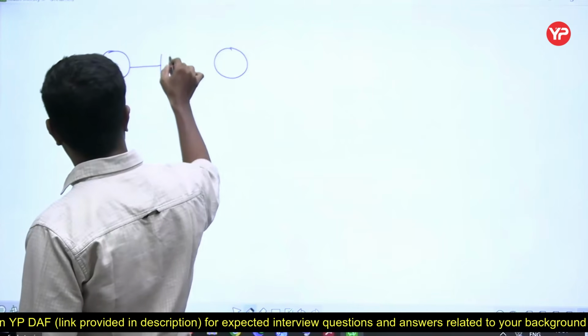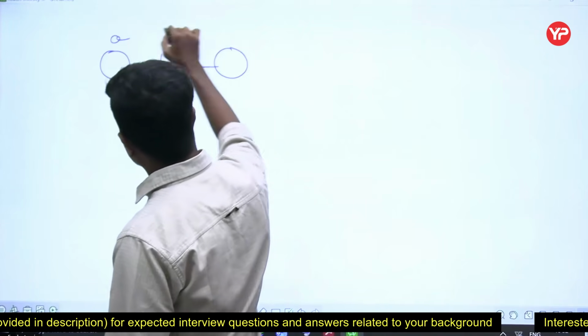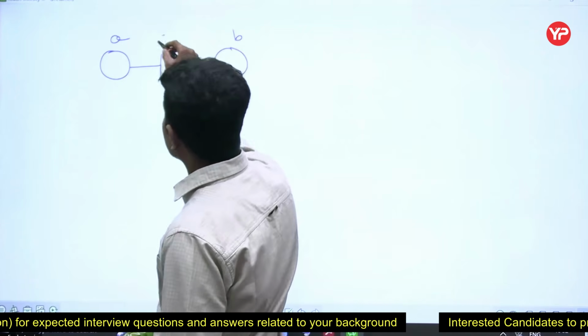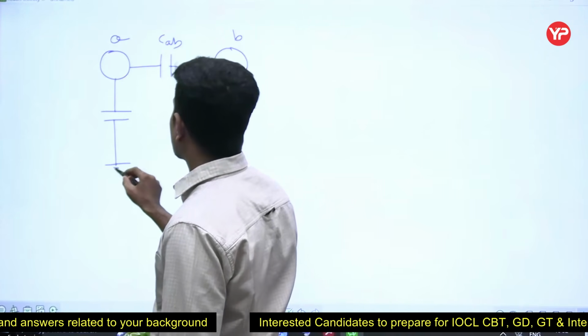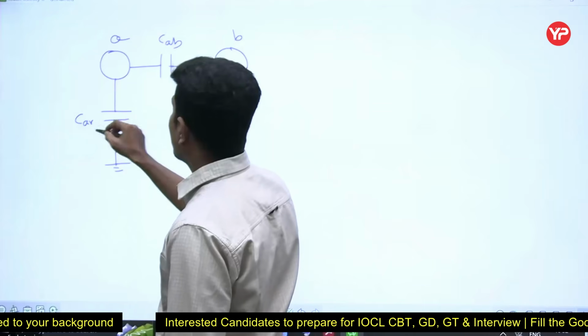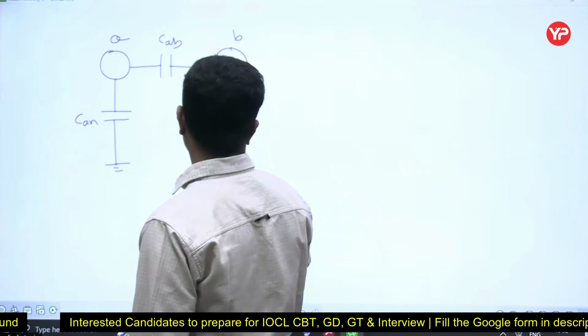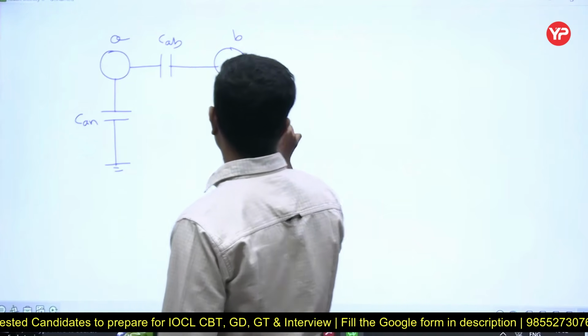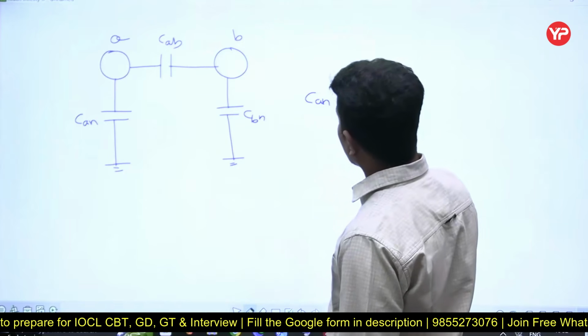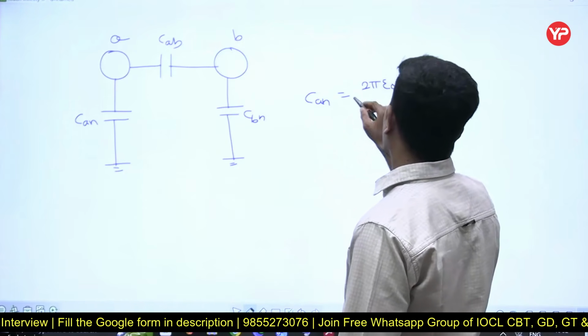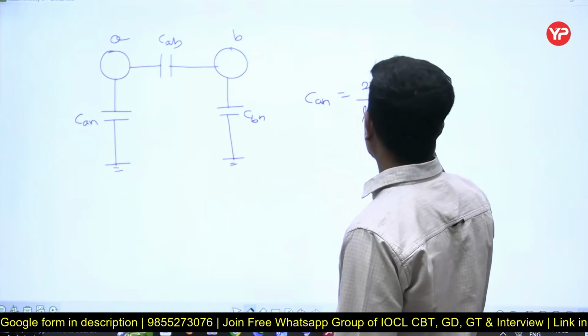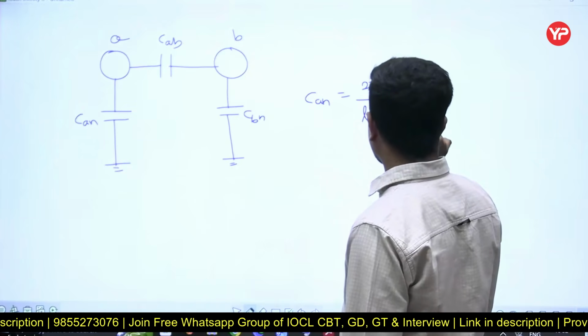Capacitance is always formed between two conducting bodies having a potential difference based on the electric field. This is capacitance AB. Now this is the capacitance to neutral, CAN. This is CBN. So CAN is equal to 2 pi epsilon naught epsilon r by ln of D by RA.